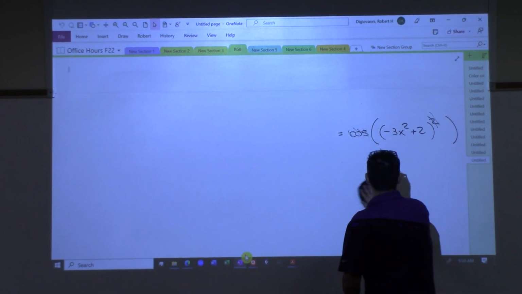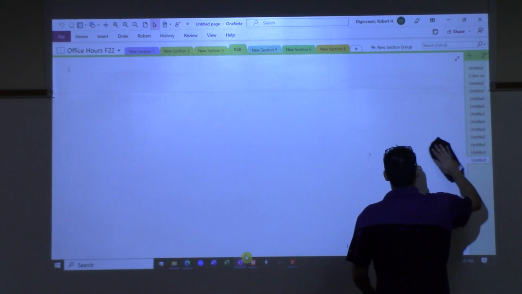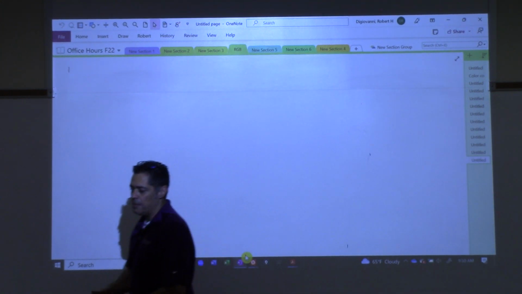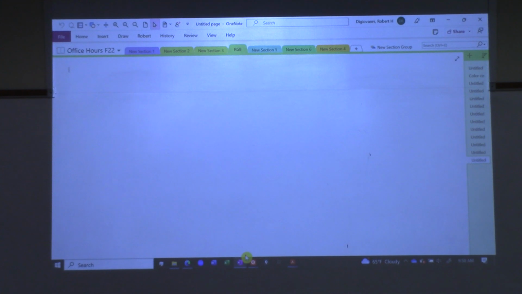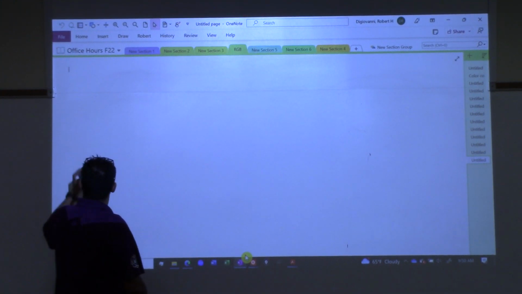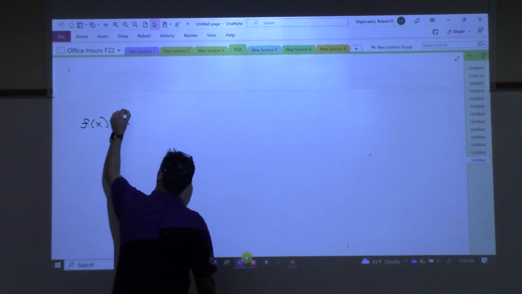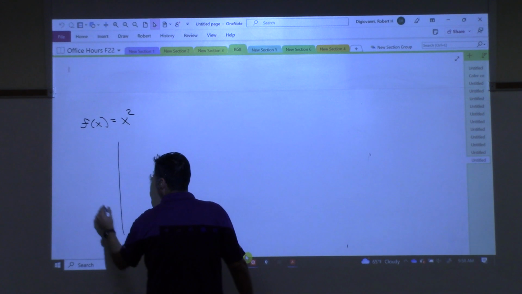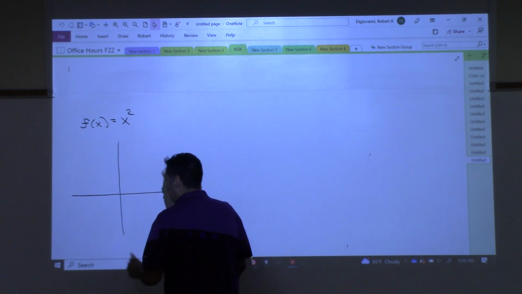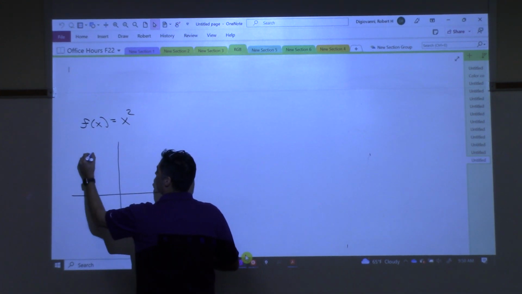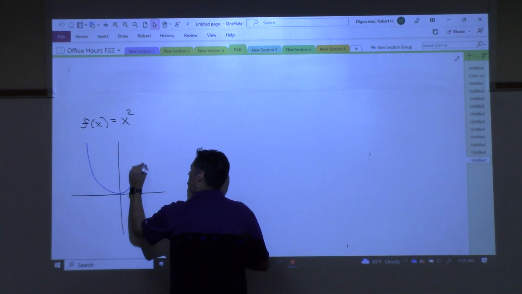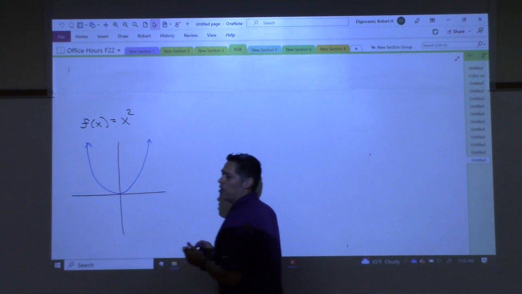So the next section, let me try and motivate this idea with some pictures first, before I even tell you what this section is about. Let's say we take this function, f of x equals x squared. I'm going to graph it in blue. It's just a parabola, right?